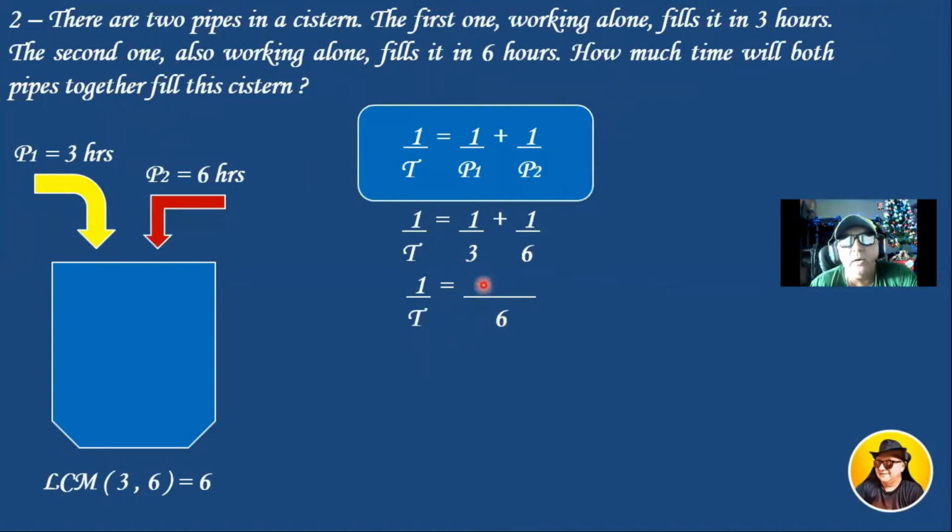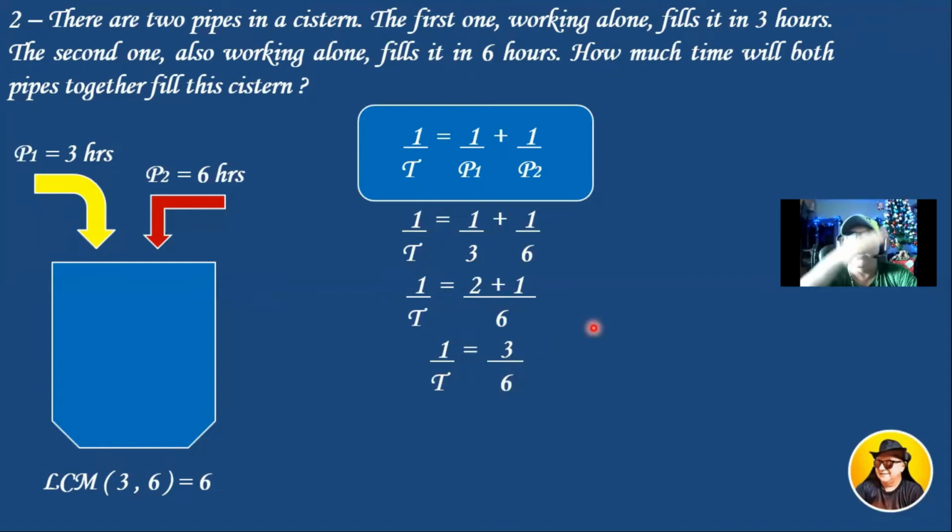And now how can we find the numerators? 6 divided by 3 is 2. 2 times 1 is 2. Okay, plus 6 divided by 6 is 1. 1 times 1 is 1. Now do this addition. 2 plus 1 is 3. So it becomes like this. 1 over t is 3 over 6.